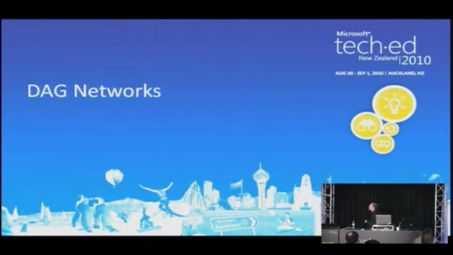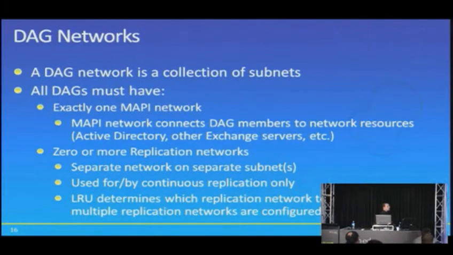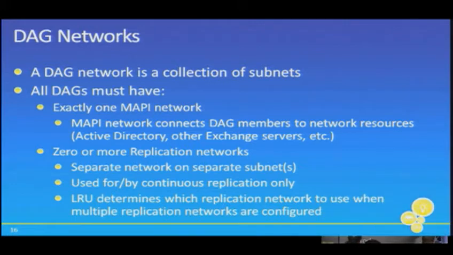Okay, let's talk about DAG networks, because they're new. Okay, we didn't have them before we had DAGs. So what is a DAG network? A DAG network is nothing more than a collection of subnets. Okay? You've got a server, it's got one or more network cards in it. Each one of those network cards is on a subnet, and each of those collections of subnets represents a DAG network.